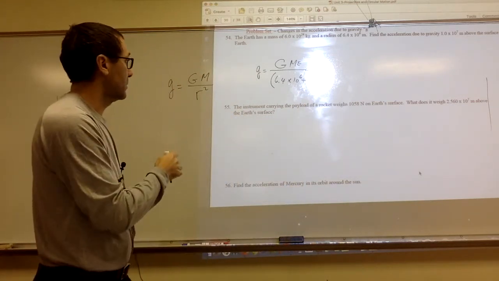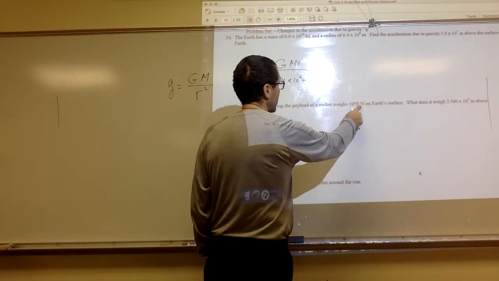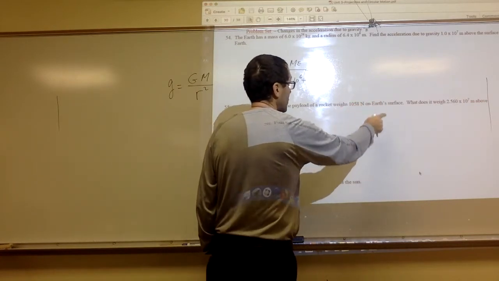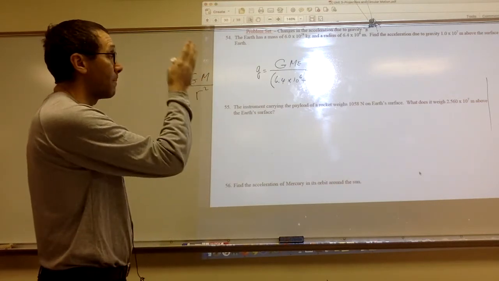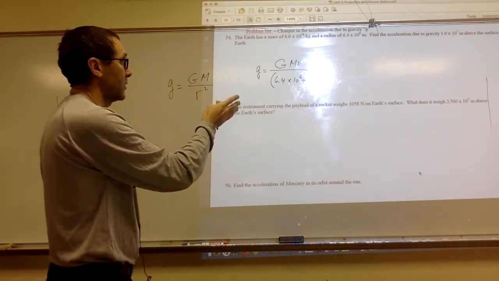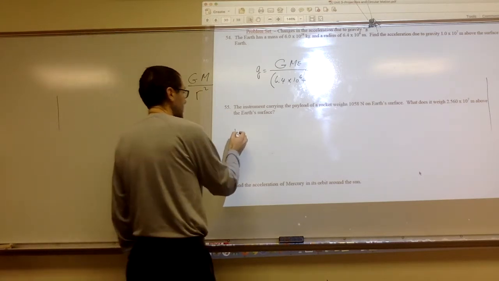Now it's all calculator. The instrument carrying the payload for a rocket weighs 1,058 newtons on Earth's surface. What does it weigh when it is that distance above the surface of the Earth? Now I'm going to do the quick shortcut, following the inverse square law. The mass doesn't change. We're dealing with Earth.